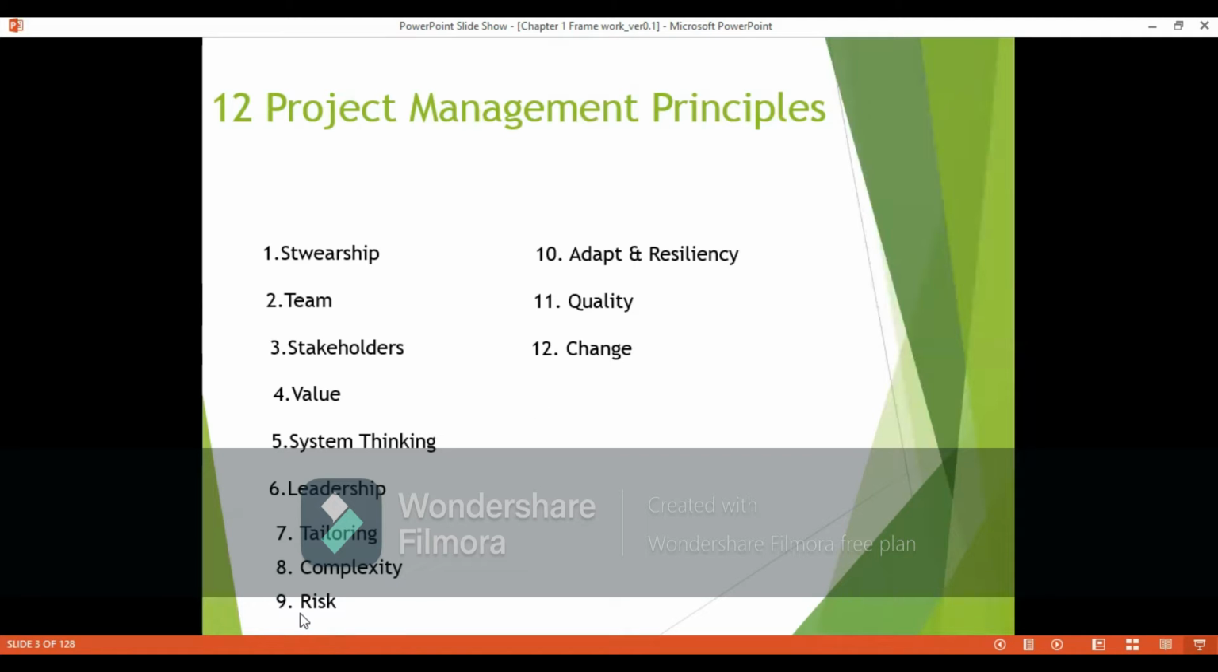Risks: all projects are always high in risks, right? And there are a lot of uncertainties that affect the project, and that needs a risk response plan. It's very important that top management and stakeholders all contribute to the risks being identified and respond accordingly. Then adaptability and resiliency.